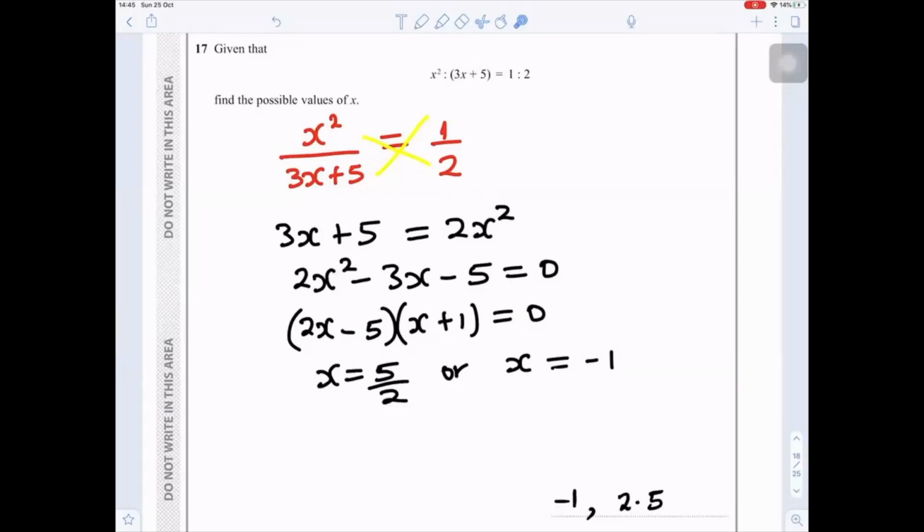The main thing here is to remember the first part where the two ratios, x squared divided by 3x plus 5 equals to 1 divided by 2. This part to factorize, put into 2 brackets. That technique is good to learn. This comes in lots of exam questions where you're asked to factorize. So you have to learn how to factorize from there to there.